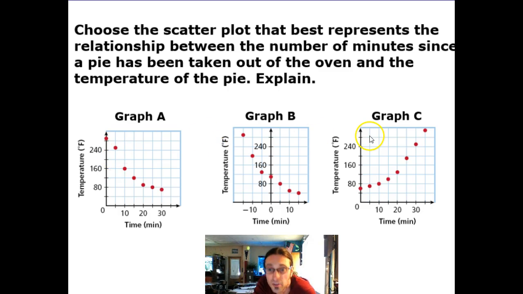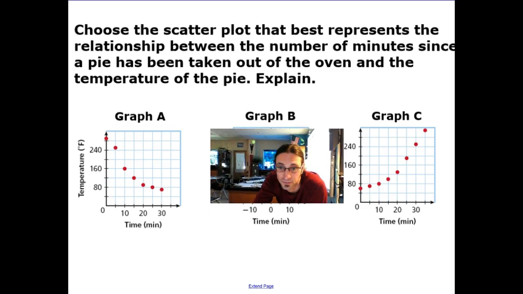Graphs B and C have something completely different. We've got negative time. What? That doesn't make any sense. Graph C, but the temperature is going up? I don't think so.